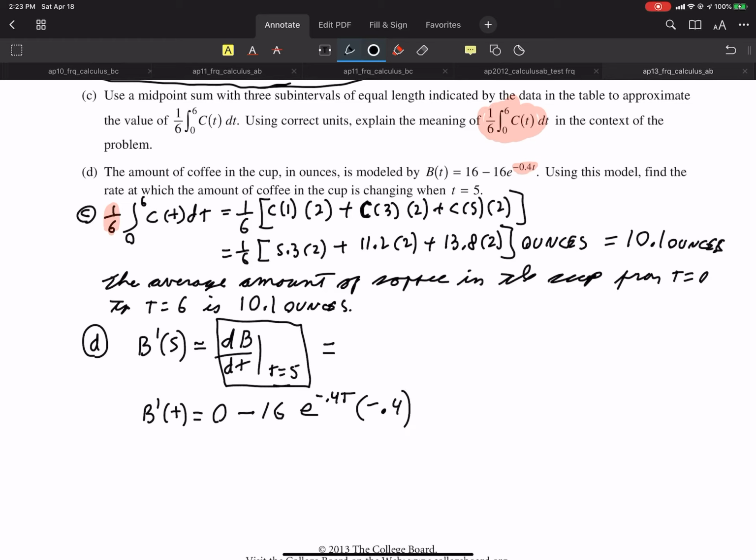So that's b prime of t. So b prime at 5, you would just plug 5 for every t that you see. That's a 4. And my t is 5. You don't have to simplify that. You can leave it like that.